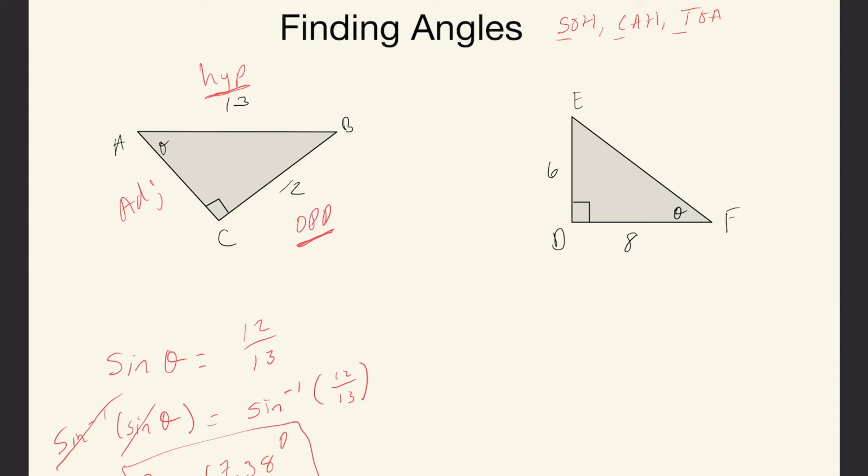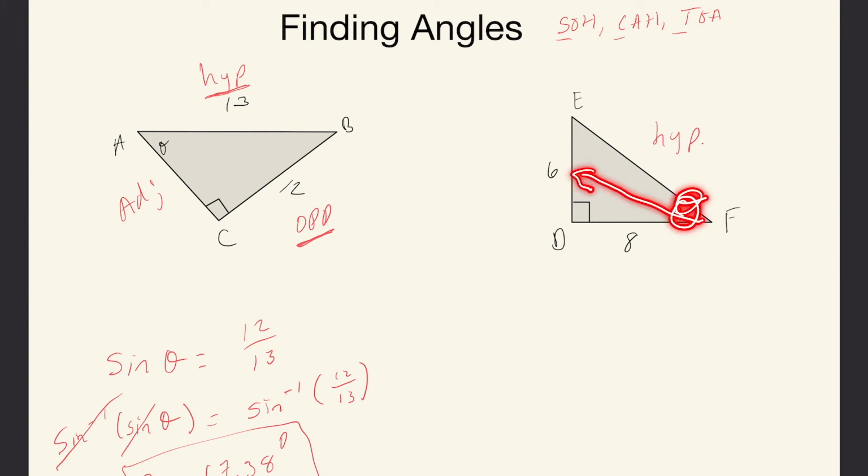I'm going to name all three legs, figure out which two I need, and then based on that, I will figure out which trig function goes with it. So looking at this, my right angle is here. Across from it, I will have my hypotenuse, so I'm going to put that. I use abbreviations because it makes it a little bit easier. My theta is here at the bottom, right?